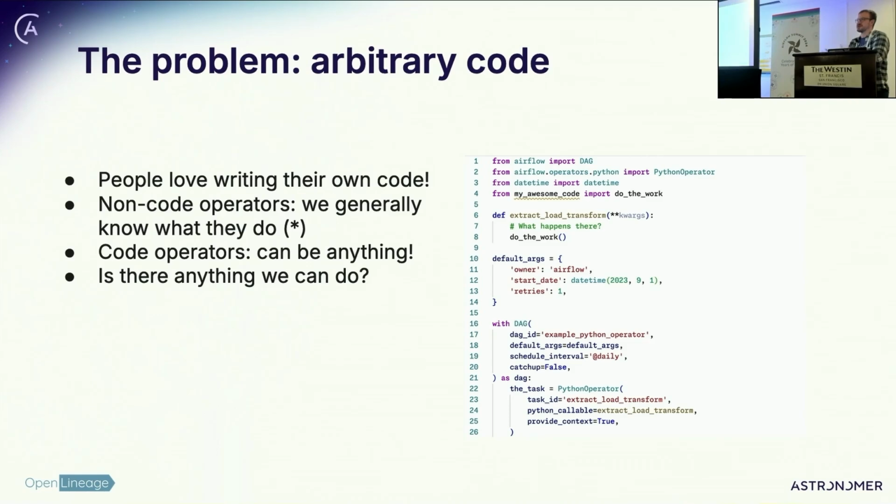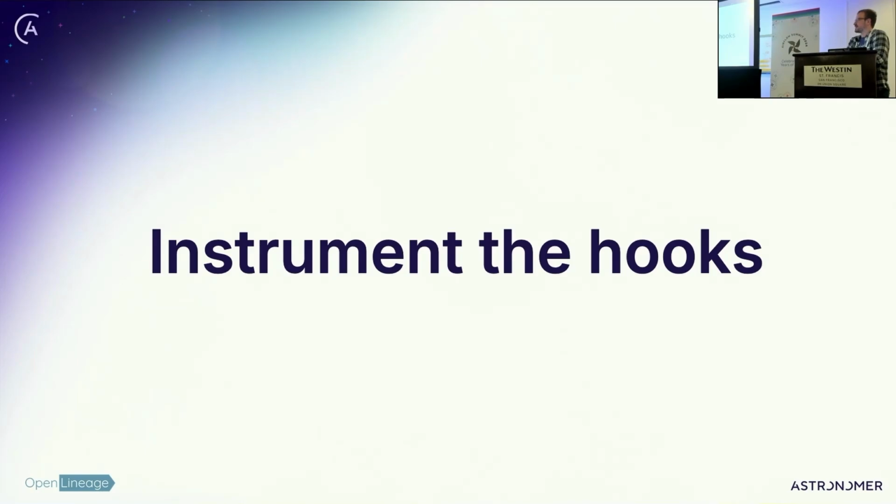So the problem is arbitrary code, right? People love writing their own code. There are some non-code operators that generally know what they do, and we can instrument them that way. But the code operators can be anything. There are custom operators, and there are way more ways to write your own code in Airflow. So is there anything we can do? Turns out we can instrument the hooks.